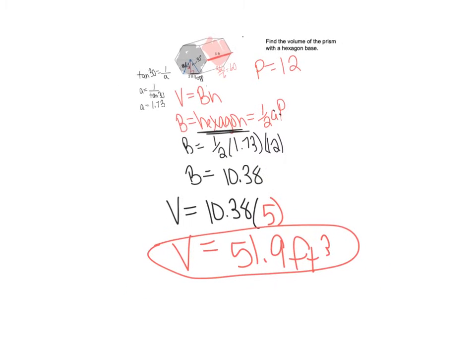So we had all kinds of different shapes of bases. You always have to think, what is the base? How do I find its area? And then take that area and multiply it by the height of the prism, which is the distance between those bases.